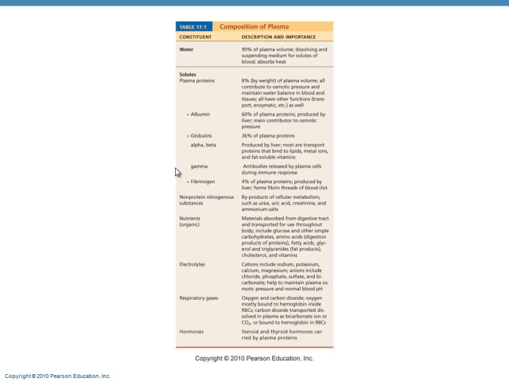Non-protein nitrogenous substances, waste products. Nutrients. When you eat, has everybody eaten today? Who has not eaten today? Slap yourself. Your brain is not happy with you. So eat, eat, eat, because blood is going to help transport the things you get from your food to the cells that need them for metabolism. Electrolytes, respiratory gases, hormones, all transported through blood plasma.